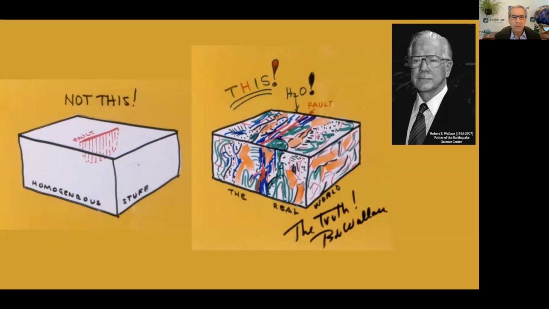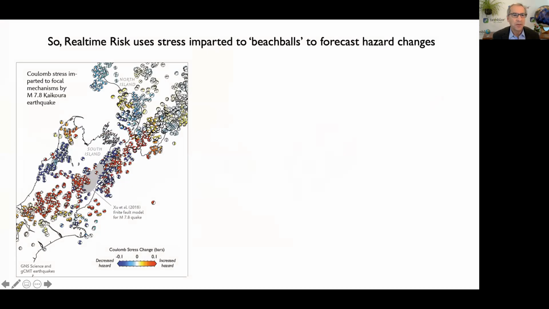But in one respect, what we have tried to do with real-time risk, what I'm describing to you, is to build in that messiness of actual faults as opposed to simple planar faults that you see here. How do we do that? Through beach balls. Beach balls are just a colloquial term for focal mechanisms, and it's really how a seismologist sees a fault. So these beach balls tell us the orientation and sense of slip on faults that have moved in past earthquakes. And what I'm doing in this calculation is using the magnitude 7.8 Kaikoura earthquake and calculating the stress on all those surrounding faults.